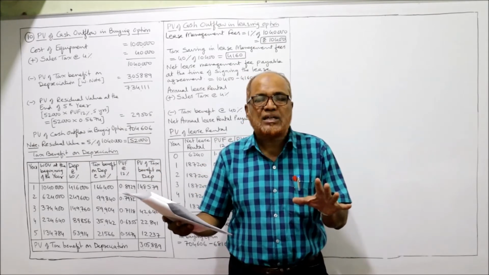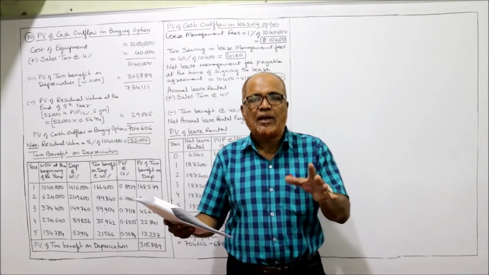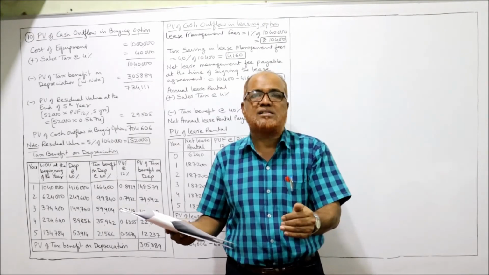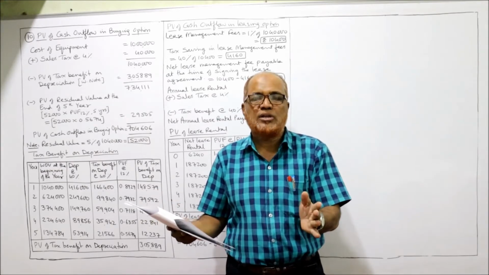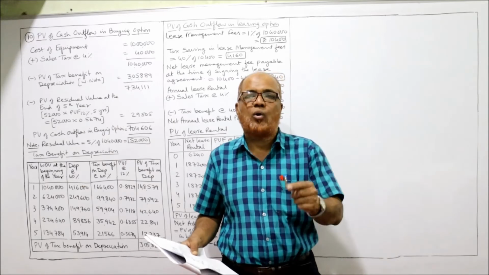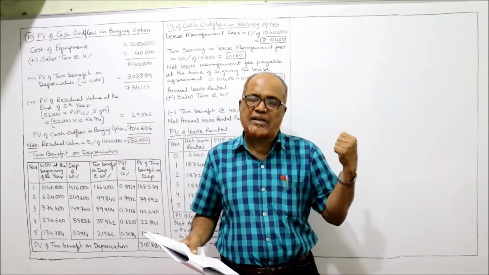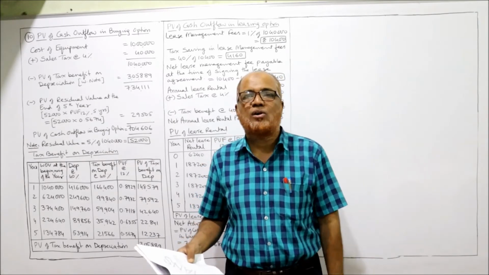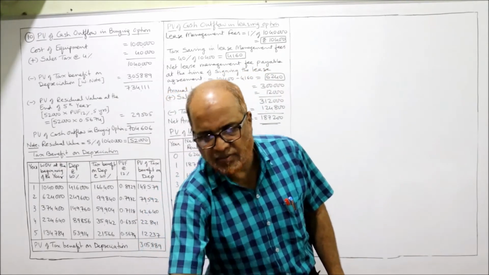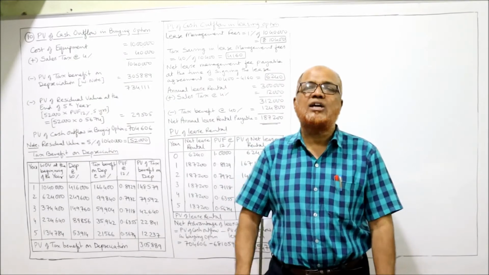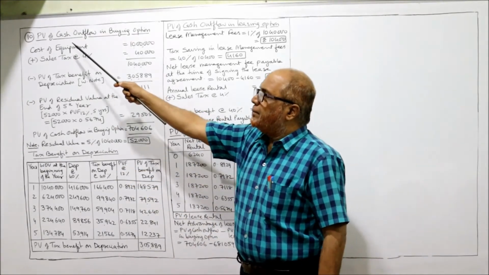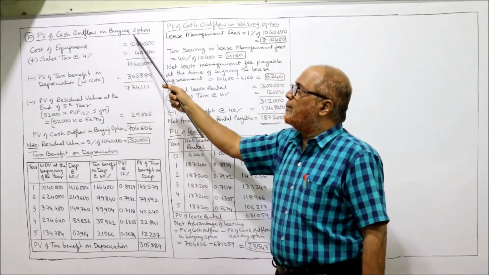So complete information is given if we take the asset on lease or if we buy the asset. So we calculate the present value of cash outflow in buying the asset and the present value of cash outflow in case of leasing the asset. In both cases, we will find out the present value of cash outflow. First of all, the present value of cash outflow in the buying option.